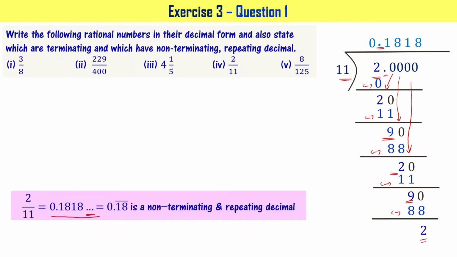When I put these 3 dots, it means that it is going to continue forever, right? That can also be written as 0.18 with an overbar on 18. When I write an overbar on 18 as shown here, it means that these two digits 1 and 8 are going to repeat in a periodic manner. 18, 18, 18 and so on.